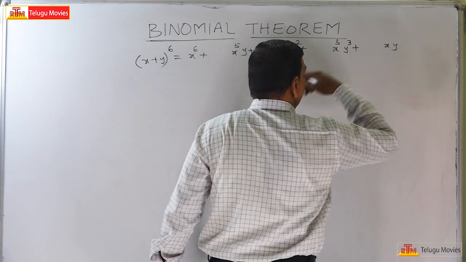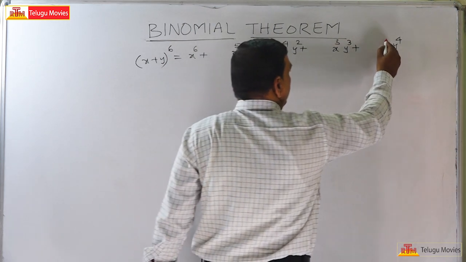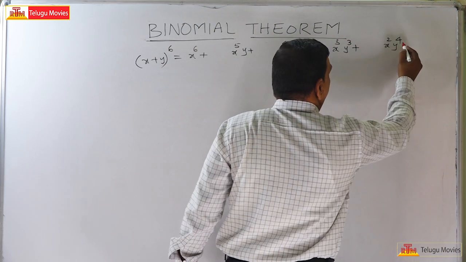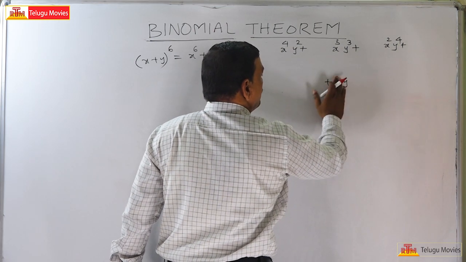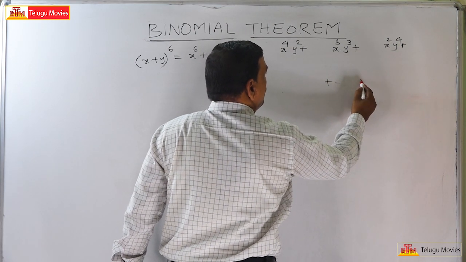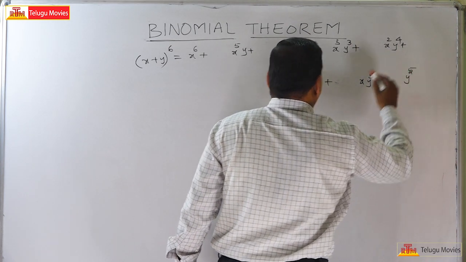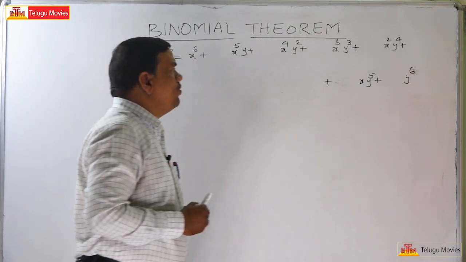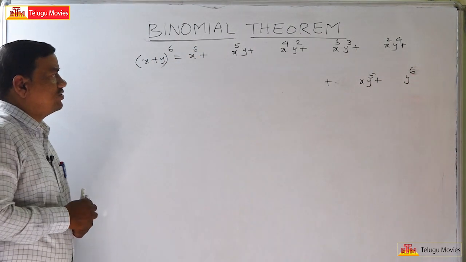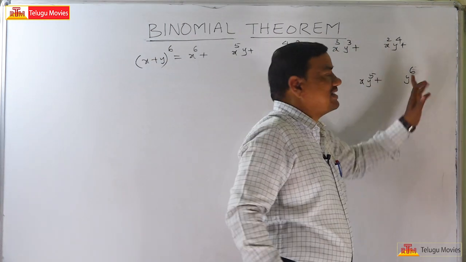Next what you will get? x y^4... x^2 y^4, plus one extra term, what you will get? x y^5. Next term is y^6, no x. Okay. Then how to write down the binomial coefficient? So see here, total 7 terms are there: 1, 2, 3, 4, 5, 6, 7.